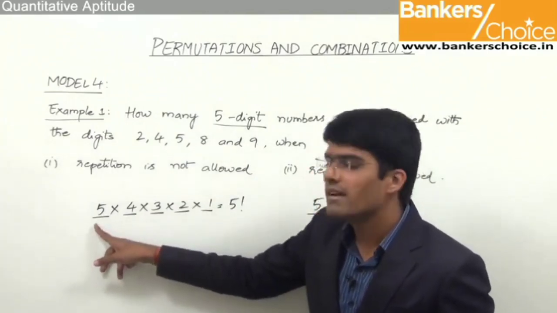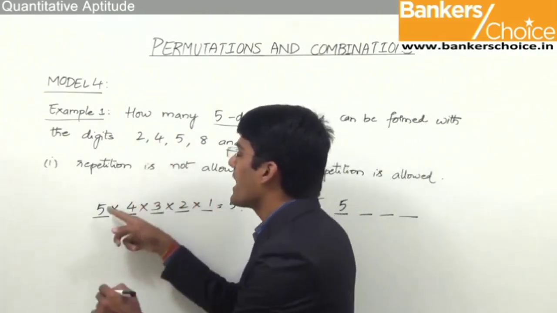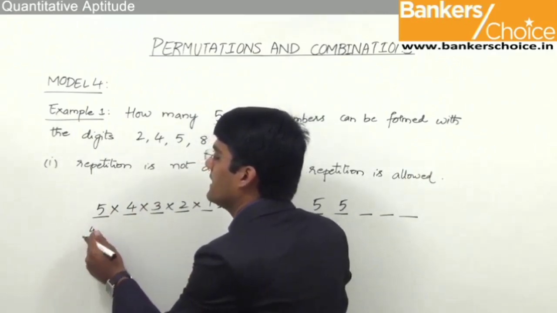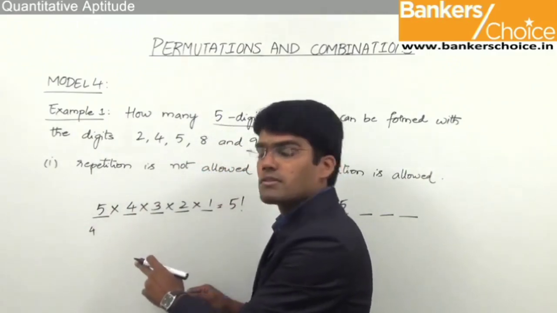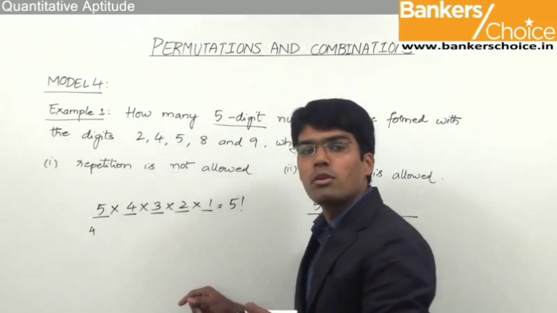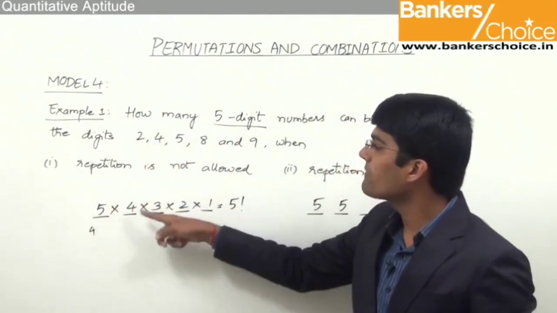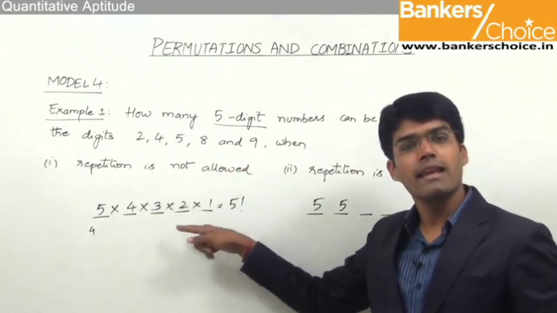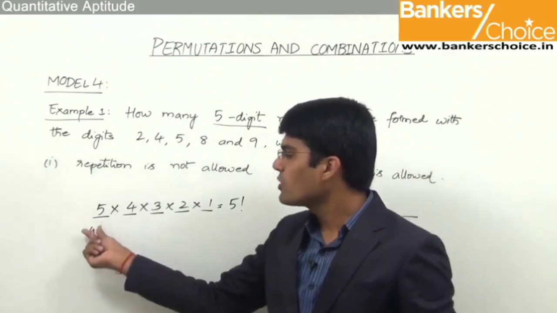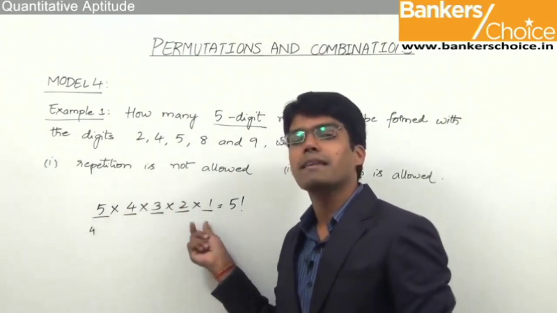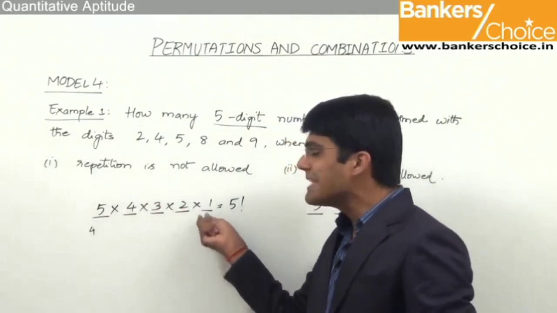Because once a particular digit comes here, let's say the digit 4 has occupied the first position, then 4 cannot come in the remaining positions. That is the reason we say that the second position can be filled in only 4 ways, that is either 2 or 5 or 8 or 9 and so on. So once a digit occupies a particular position, it cannot come again. So that is the reason the number of choices keep decreasing here.